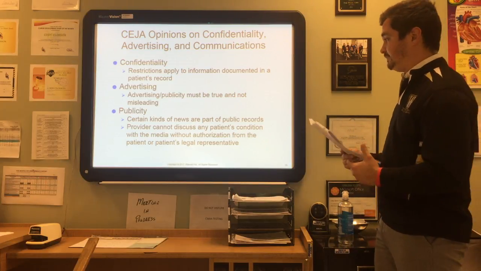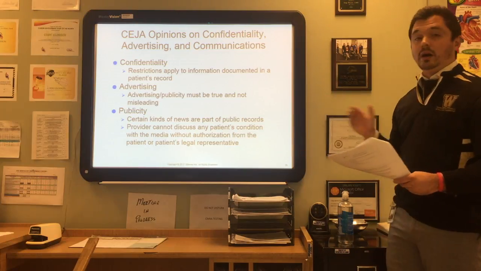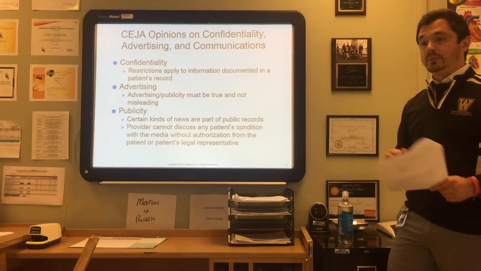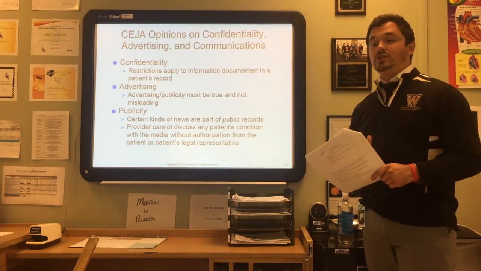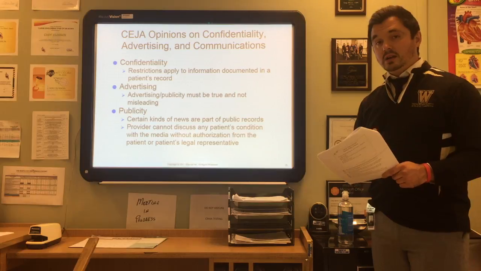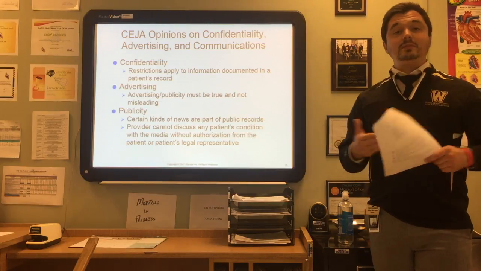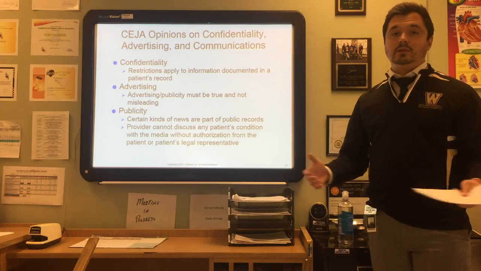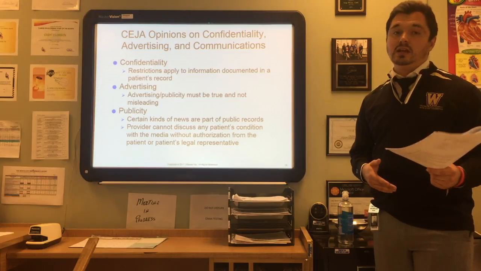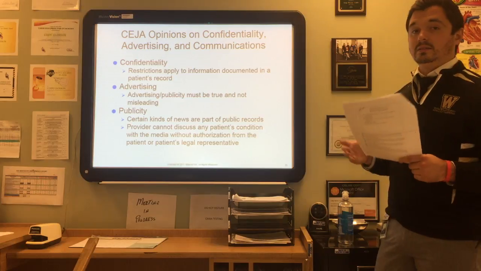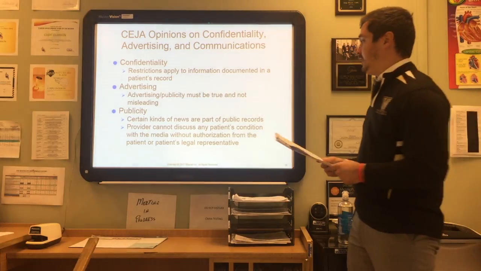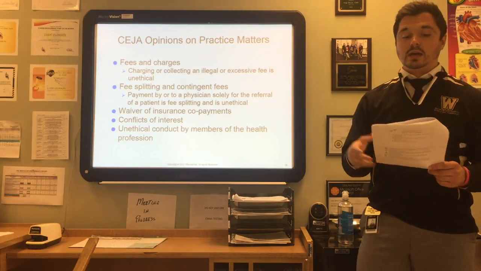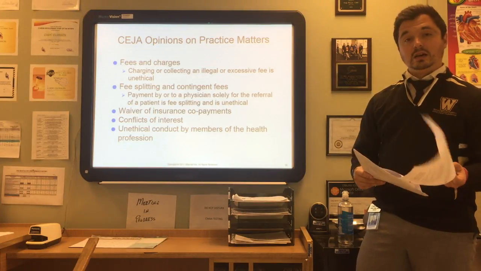And then publicity. Certain kinds of news are part of public records. The provider cannot discuss any patient's condition with the media without authorization from that patient or that patient's legal representative. So even if they're famous, guys, and somebody comes and asks you what is going on with your patient, legally you're not allowed to say anything unless that person or their legal representative gives you clarification and authorization that you can talk to the media about that.